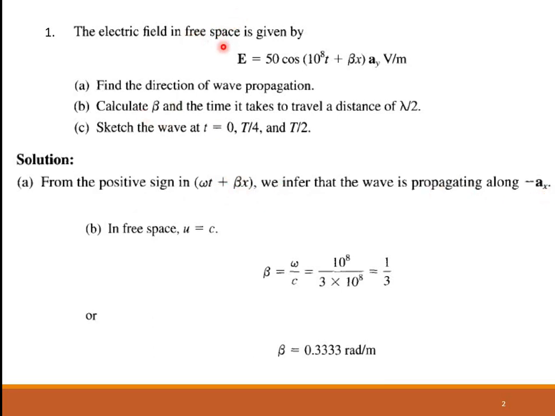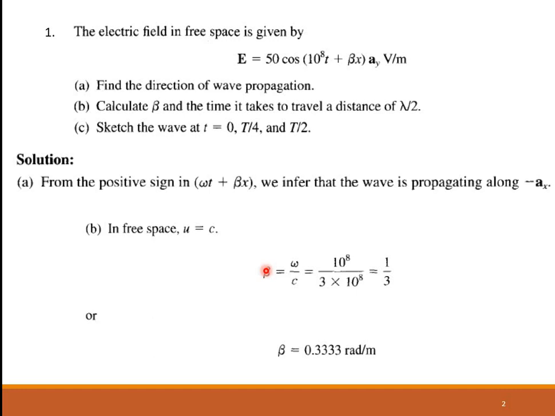Now, since you know it is free space, we have already derived this expression: beta is omega by c. One thing, for all the different media, the expressions for alpha, beta, gamma, the intrinsic impedance, the wavelength, and the velocity of propagation, these you should know.